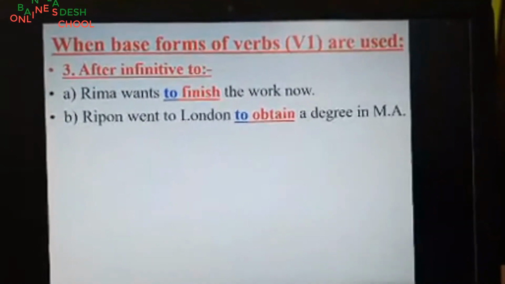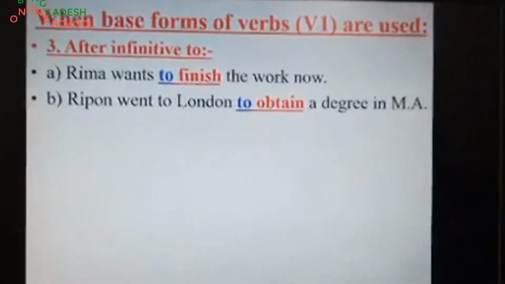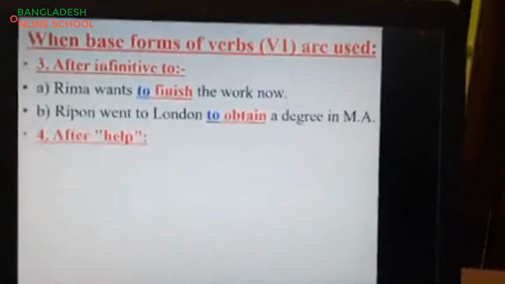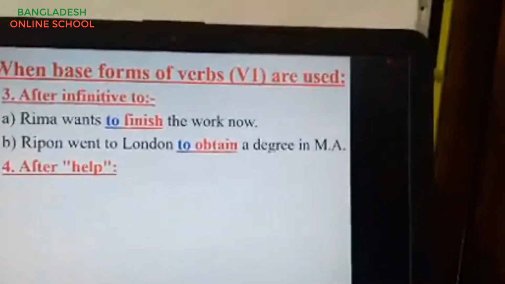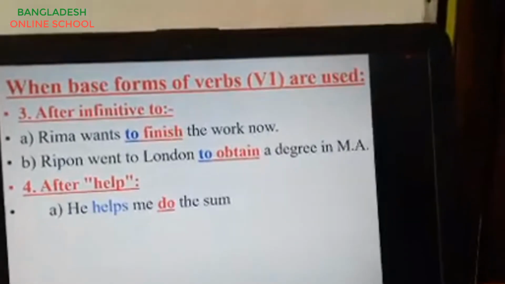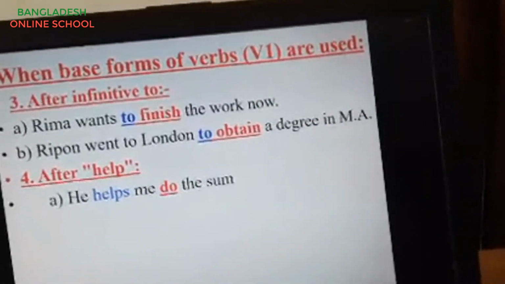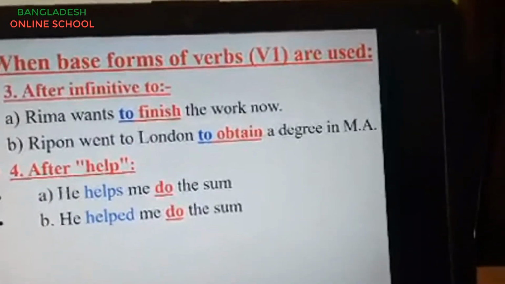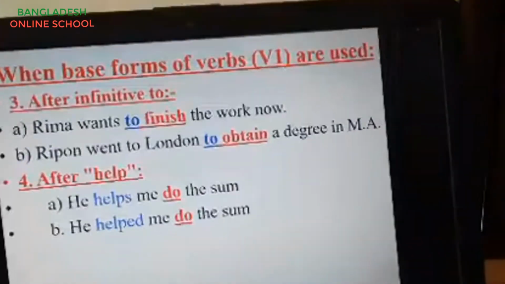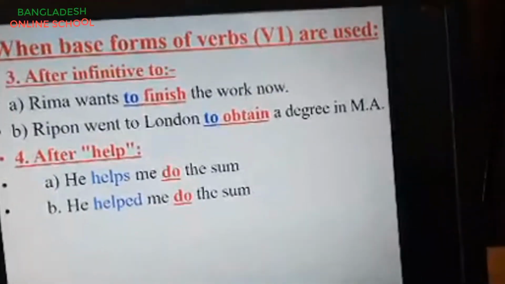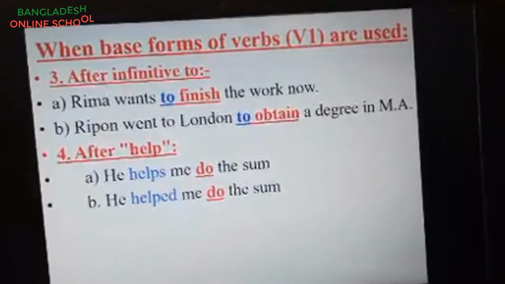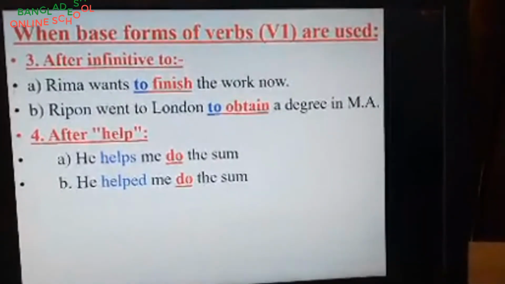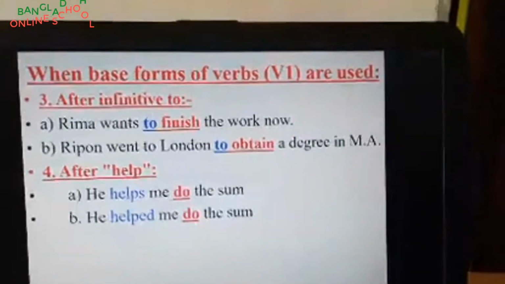Okay, next we come to another point. After help, base form of verb will be used. He helped me do the sum. Here you can see after help, do is used in base form, because help may be in present form or past form, but after help verb will be in the base form. Okay, I think you could understand.